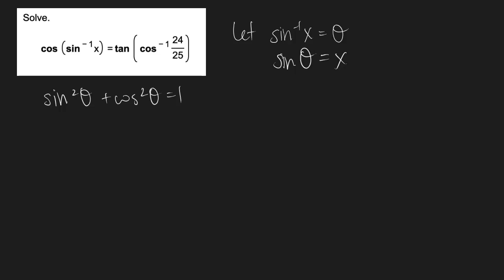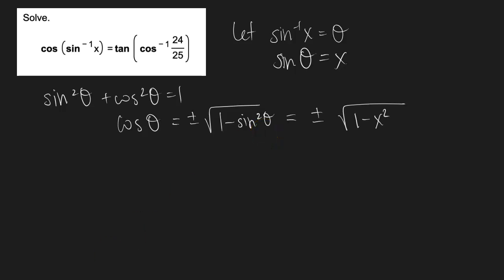We would have to take the square root of both sides to get cosine of theta equals plus or minus the square root of 1 minus sine squared theta. But let's keep in mind that sine of theta equals x, so this piece of the expression can be rewritten as x squared. So we make that substitution there.